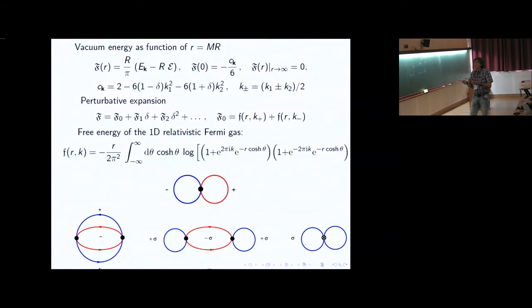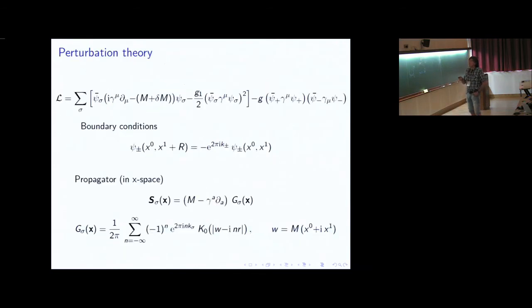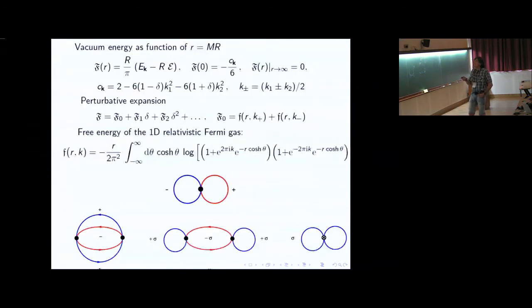F0, we just have two copies of fermions, and F0 is nothing but the free energy of the relativistic one-dimensional gas with the complex chemical potential, which is related to the twist parameters, the twist of the field. It is a kind of basic formula, which is probably familiar to you from the exercise.